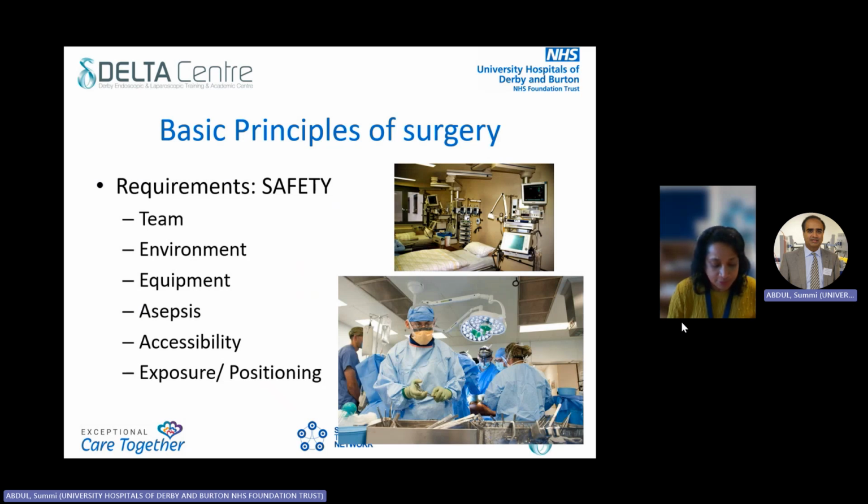So what are the basic principles of surgery? The most important requirements of surgery really are safety aspects. So you do need a team, as I've alluded to, a proper environment, which needs to be a sterile environment, the right equipment for the right procedure, and asepsis, again, massively important. You need to position the patient and expose the relevant organ you're interested in, so it needs to be accessible. A lot depends on positioning of the patient and the exposure of the area that you're interested in.